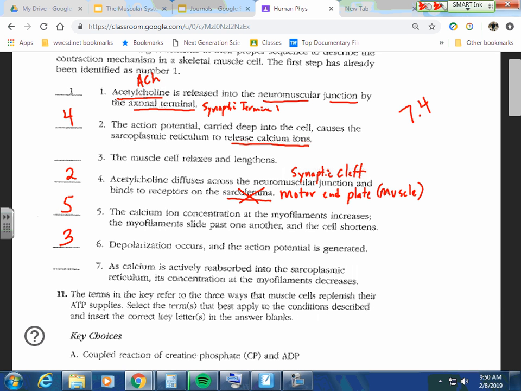All it says here is that the cell shortens. So the cell shortens, which we know is muscle contraction. Okay, so that's here, contraction. And now I believe the last two steps are just talking about calcium being actively reabsorbed and allowing the muscle to then go back to its regular relaxation phase. All right, so that is number 8. Everybody good with that? Everybody paying attention?